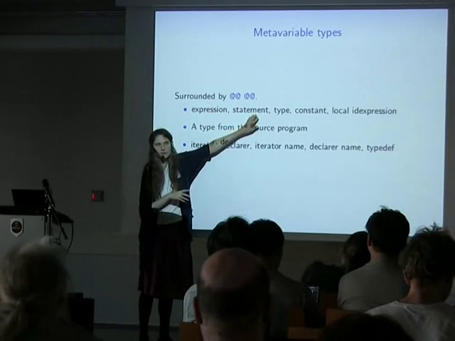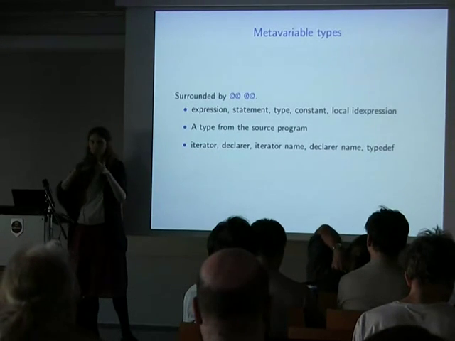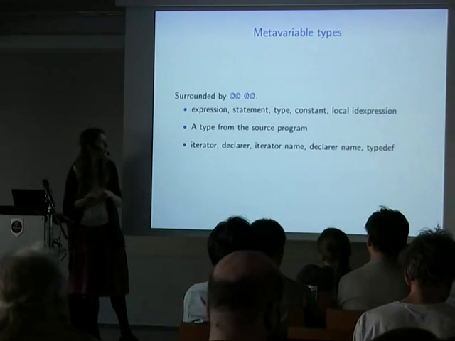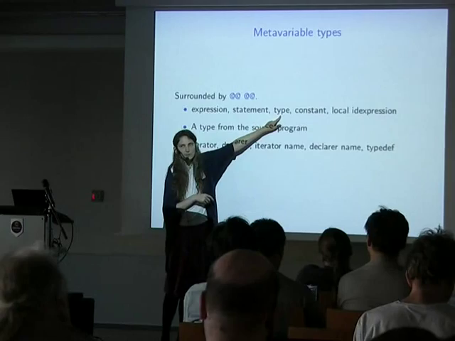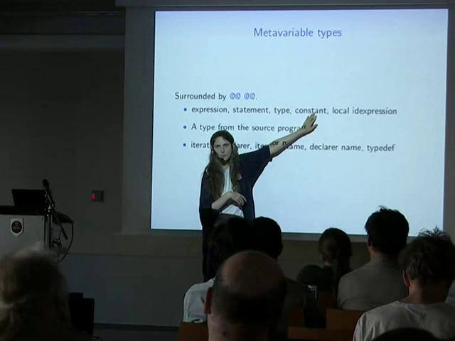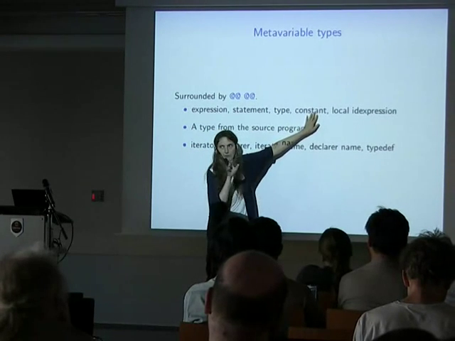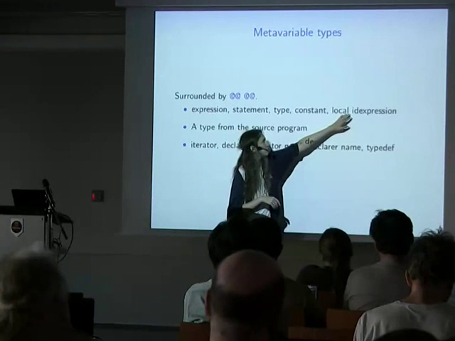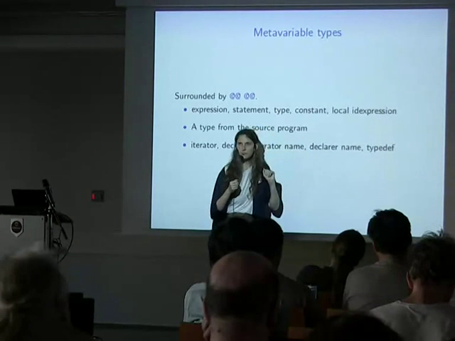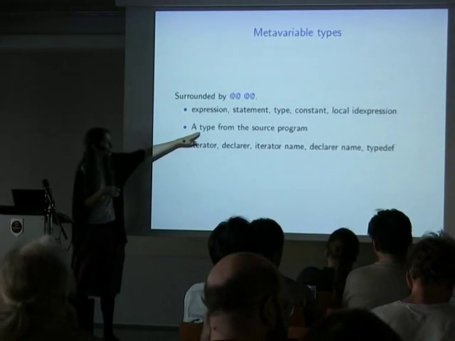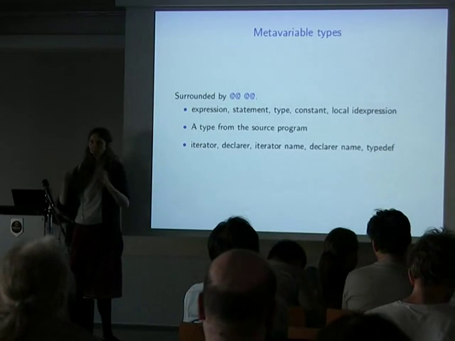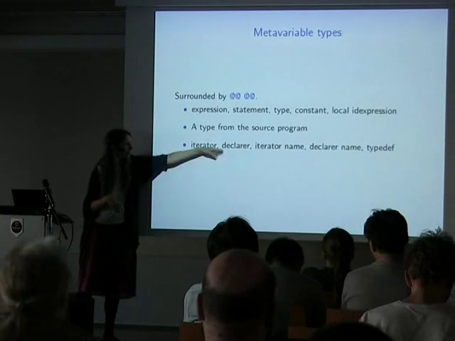Statements. A statement is something bigger that doesn't return a value. So if is a statement, while is a statement, break is a statement, and so on. A type, so integer, Boolean, structure types, and so on. Constants are expressions, but they always have the same value, so 3 or something in capital letters. Local ID expression, this is a bit obscure, but this is a variable which is declared in the current function. You can also have any type from the source program. So you can say this has to be an integer, or this has to be a structure of a certain type. And then there are some other things, iterator, declarer, and so on.